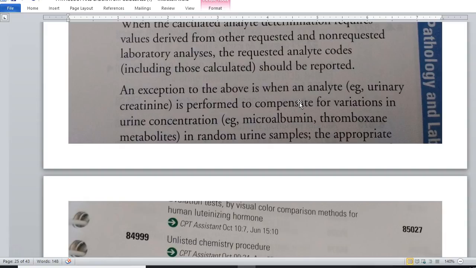Again, we have everything from different, like very long chain fatty acids to fructose. We can look for different blood gases. Again, for instance, if you look at 82803, gases blood, any combination of pH, PCO2, PO2, CO2, and HCO3, including calculated O2 saturation. Again, if the person's having issues breathing, how much oxygen are they getting in? How much carbon dioxide is staying in their bloodstream?